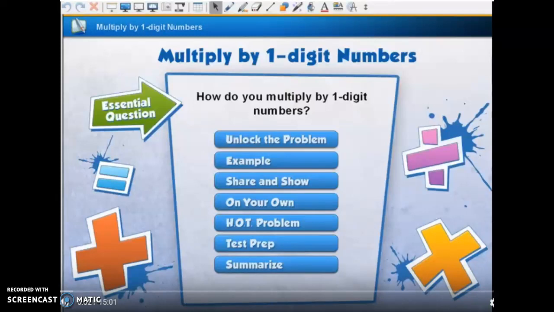Looking at lesson 1.6. We're on page 27. Multiply by one-digit numbers. How do you multiply by one-digit numbers? You might have a two-digit number on the top or a three-digit number on the top, but you're going to multiply by one digit.